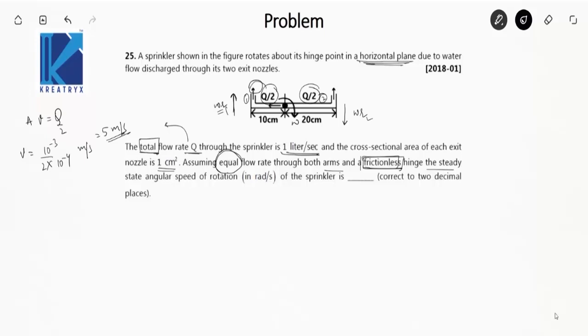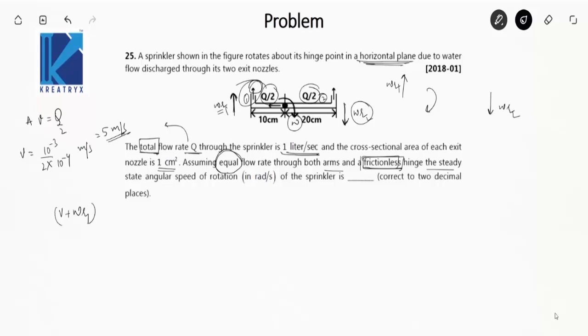Let me repeat it. So now when we take the angular speed of rotation of the sprinkler into consideration, there will be an additional component of velocity which will be equal to omega r1 for arm 1, and that will be in the upward direction. For arm 2, the component of velocity due to this omega will be omega r2, and that will be in the downward direction. Because this is rotating like this, for this arm it will be in downward direction, and for this arm the omega r will be in upward direction. However, this is r1 and this is r2, because these arm lengths are not the same. So what will be the relative velocity of the fluid exiting from arm 1? It will be V plus omega r1.